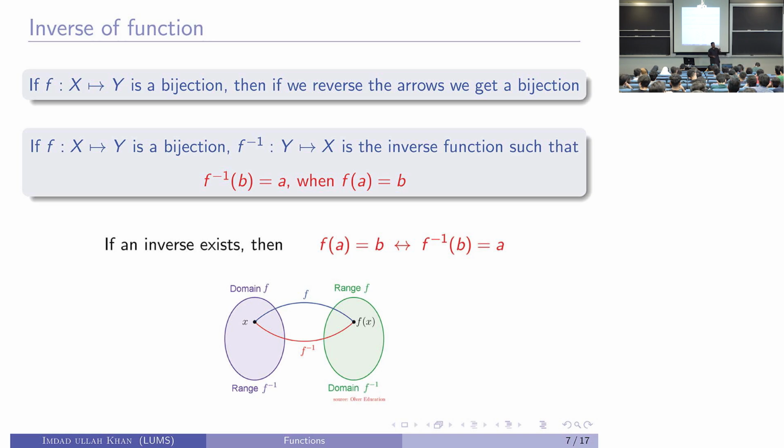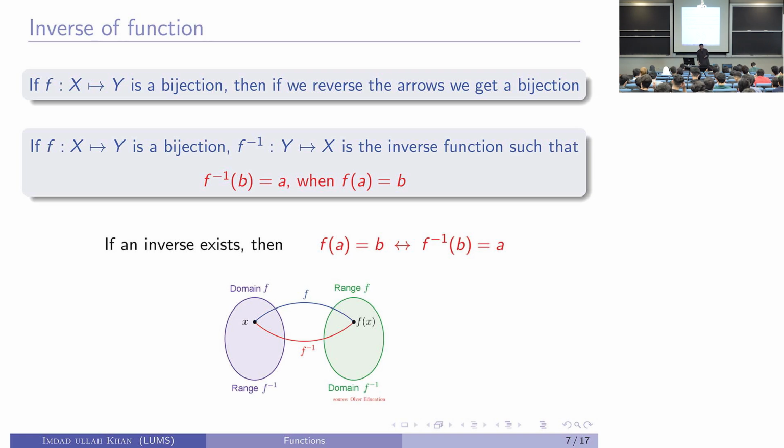So if f is a bijection, f inverse is actually the reverse thing, it will also be a bijection. That's what we argued previously, and so this is how you can look at it. So if an inverse exists, then this is what it is. An inverse exists means f is a bijection. If it's a bijection, then its inverse will exist.